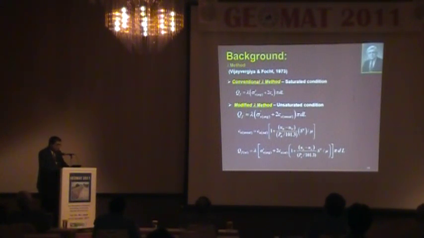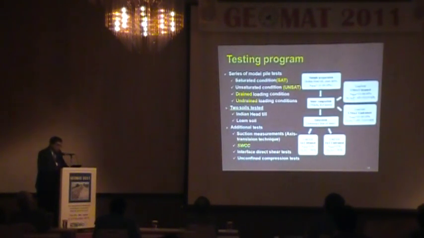The next method is the lambda method, which was put forward by Vijayvergiya and Focht, which is in between the alpha method and the beta method. And again, we have an expression which has been developed, and this expression has a smooth transition from unsaturated condition to saturated condition. In other words, the expression will be the same as the equation for saturated soils once you have matric suction set to 0.